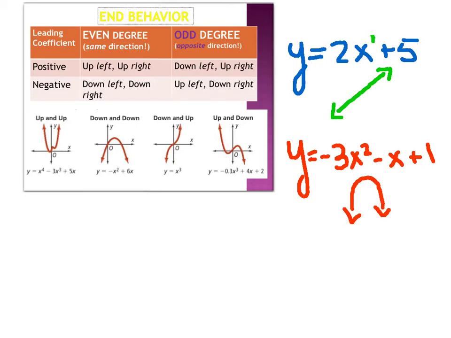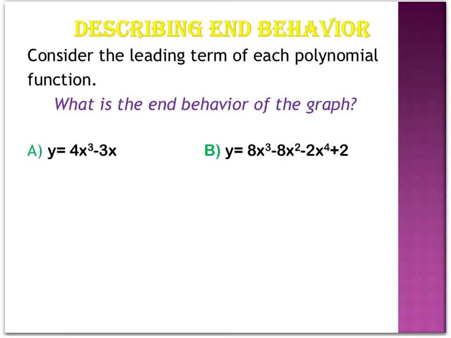Okay, so this relates very closely to what you already know. We're just going to be taking this and looking at higher degree polynomials. All right, so now we're going to be looking at the end behavior of the graph. So first you want to make sure that your function's in standard form. So here you want the highest degree first, and then it's going to decrease. So this is already in standard form.